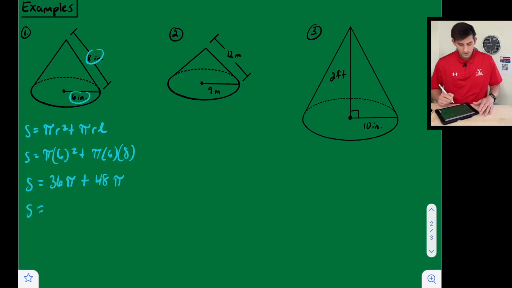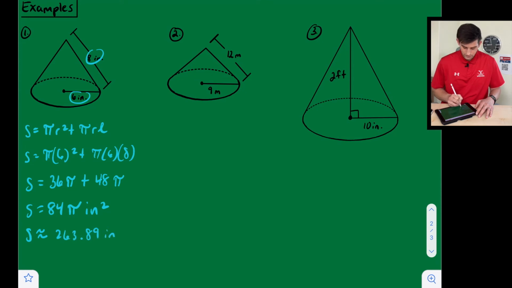So once again, we can write our answer in terms of pi, or we can write it as a decimal. So we'll write it as a decimal first. So 36 plus 48 would give us 84 pi, and this is square inches. And in terms of decimal, 263.89 square inches. Okay, so that would be our surface area for number 1.